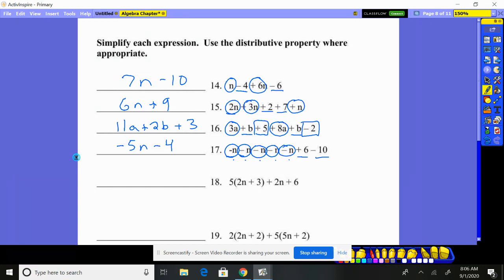Number 18, we're finally going to use the distributive property. I'm going to distribute 5 through here and through to here. 5 times 2n is 10n. 5 times 3 is 15. Plus the 2n plus 6. Now just put together like terms. Those go together. That's 12n. And the 15 and 6 is 21.